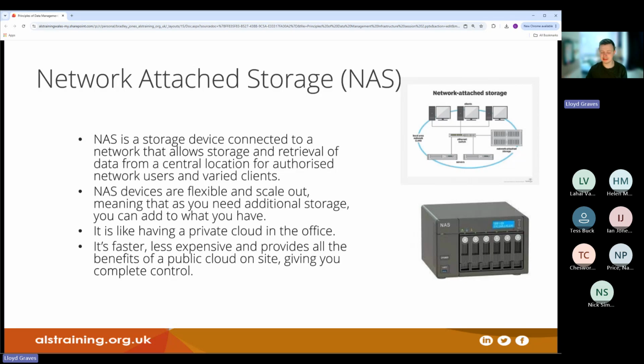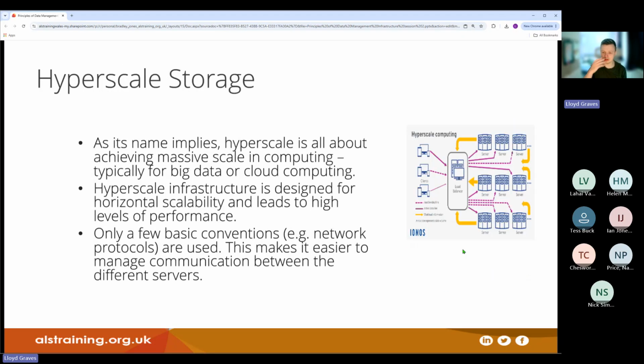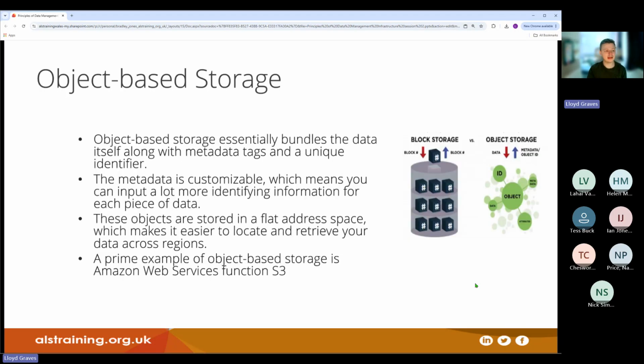Network attached storage systems are a dynamic storage model because you can always add another one of these little boxes onto your system. Hyperscale storage, because you can always build more servers, would be an example of a dynamic storage model. Object-based storage is a little bit different because it's not a storage system in and of itself. It's more about the type of data being stored.